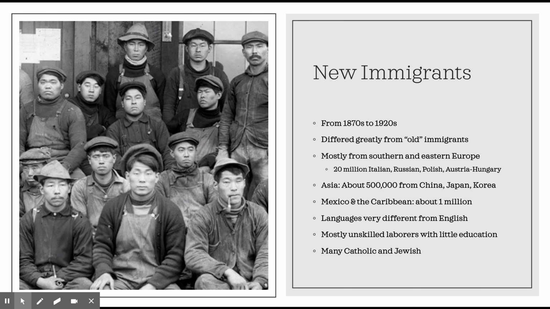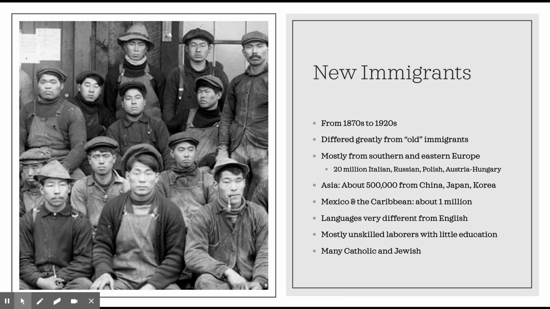So let's take a look at the new immigrants now. So new immigrants or new immigration is during the time period from the 1870s to the 1920s. And we're going to see a big change in where immigrants are coming from to the United States and the effect they're having on the United States. And they differed from the old immigrants in that they came mostly from Southern and Eastern Europe instead of Western and Northern Europe. So now they're coming from places like Italy, Russia, Poland, the Austro-Hungarian Empire, and we're talking about millions. About 20 million in total came from all of these countries.